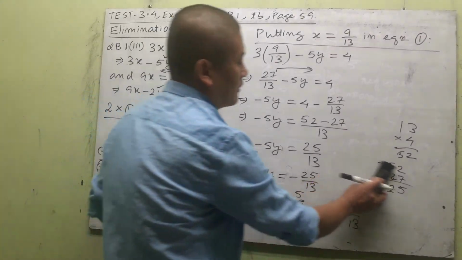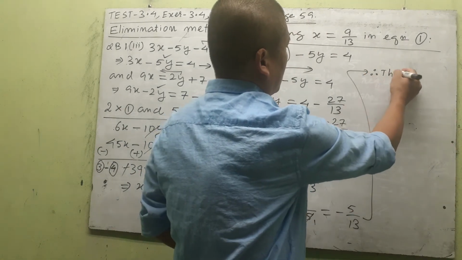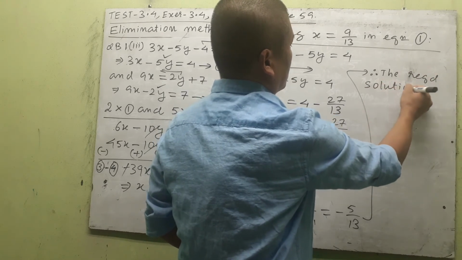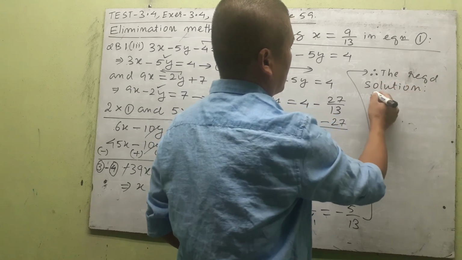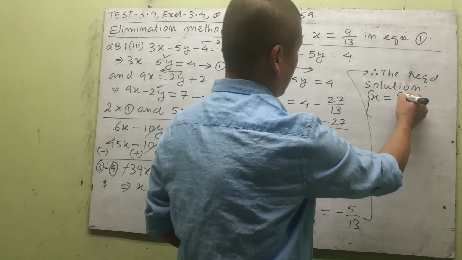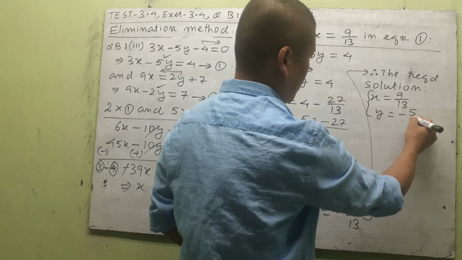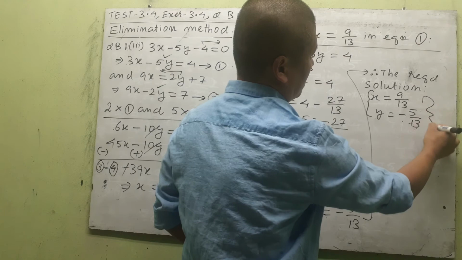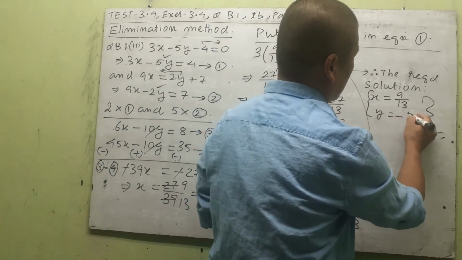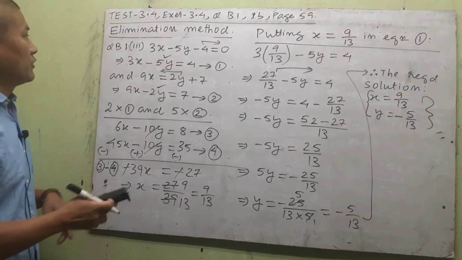So our final solution would be, therefore the required solution, meaning the answer for x and y. X is equal to 9 by 13 and y is equal to minus 5 by 13. Okay, minus 5 by 13. Okay, like that. One more left.